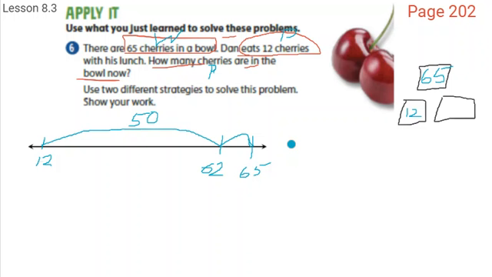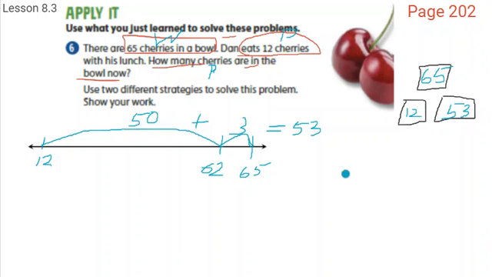So hold up 2 fingers. We're going up to 5. How many do you have to bring back up? 3. So that equals 53. So I'm going to add those two together. 50 plus 3 is equal to 53. I'm going to write down 53 right here.